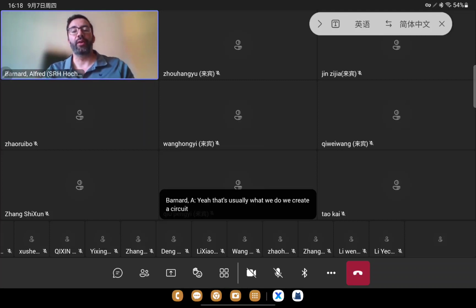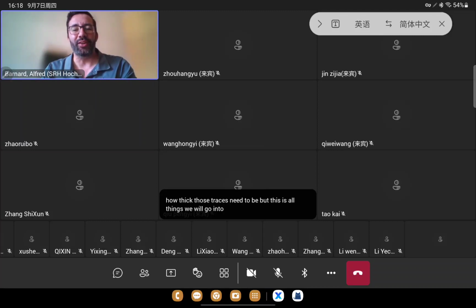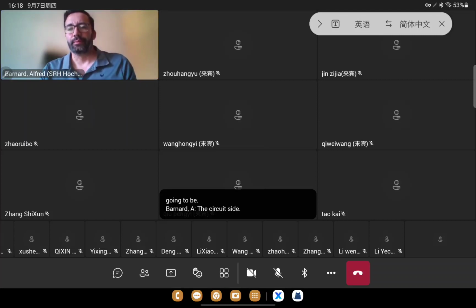We create a circuit. We check how much current is flowing through each of the branches of our circuit, which we'll look at as well. And then we designate how thick those traces need to be. But these are all things we will go into when we are creating our PCBs. Right now, we are going to be on the circuit side.